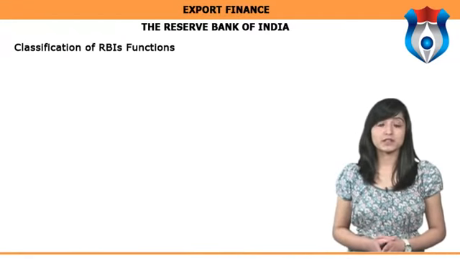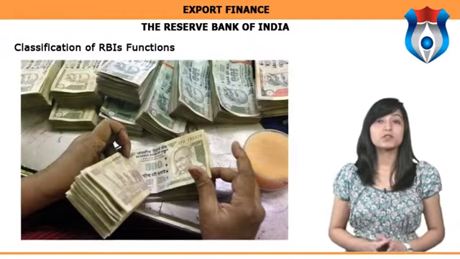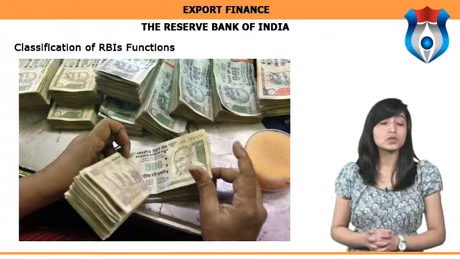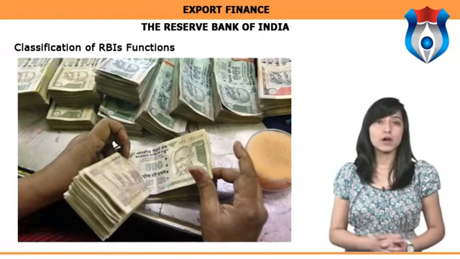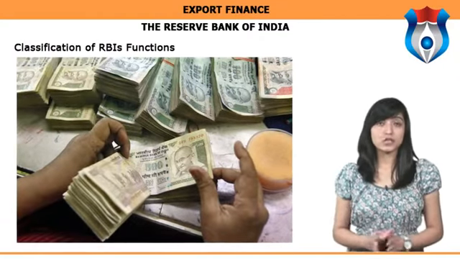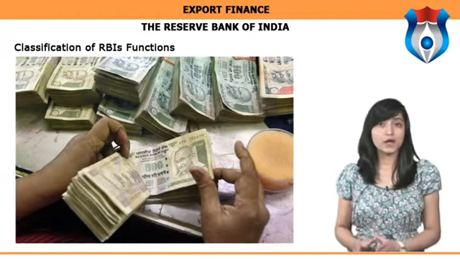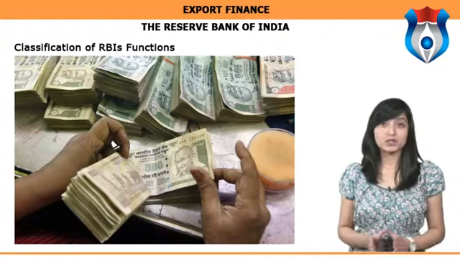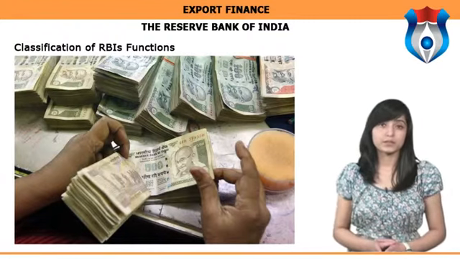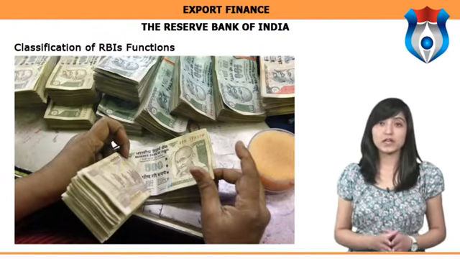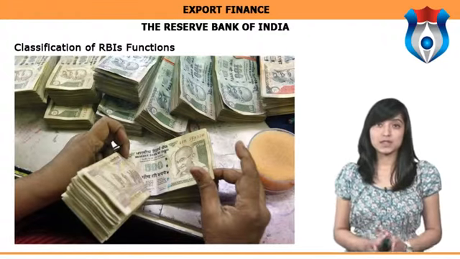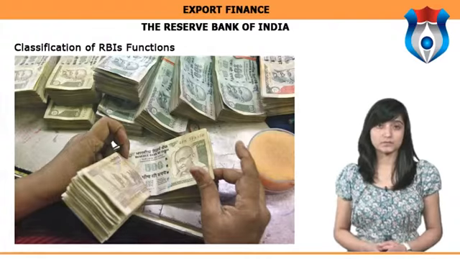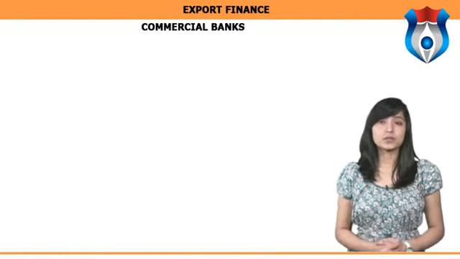Classification of RBI's functions. The monetary functions, also known as the central banking functions of the RBI, are related to control and regulation of money and credit, that is, issue of currency, control of bank credit, control of foreign exchange operations, banker to the government and to the money market. Monetary functions of the RBI are significant as they control and regulate the volume of money and credit in the country. Let's know the meaning of commercial banks.